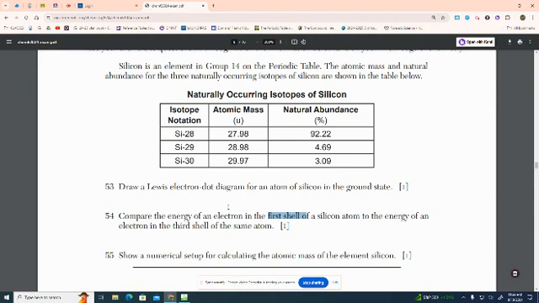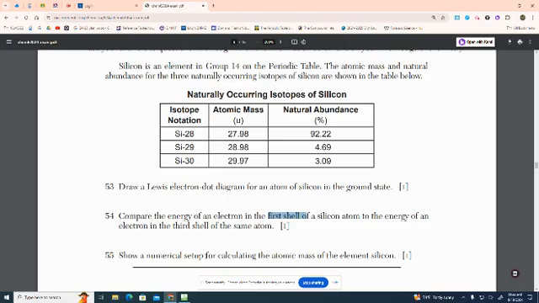Say it again. The third shell. I hope you said third shell. It's hard for me to hear you. Okay, the third shell has more energy than the first. That's the answer to that question. Okay? You know that already. We didn't draw them yet, but you know it. All right, now, number 55 is what we were working on this period.